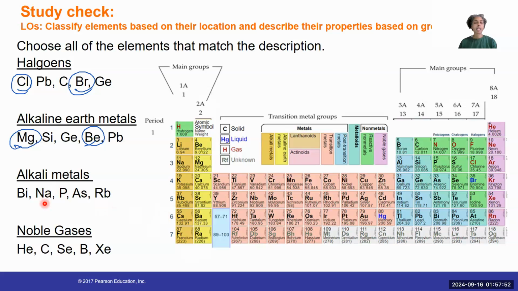What about alkali metals? Alkalis are in group 1 or group 1A, and the elements that would be found in this grouping would be sodium and rubidium. Lastly, our noble gases are found in group 8A, otherwise known as 18. And helium and xenon are found in the noble gas group.